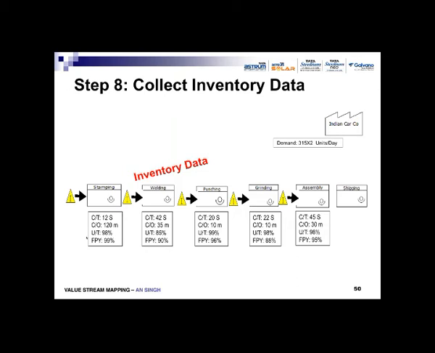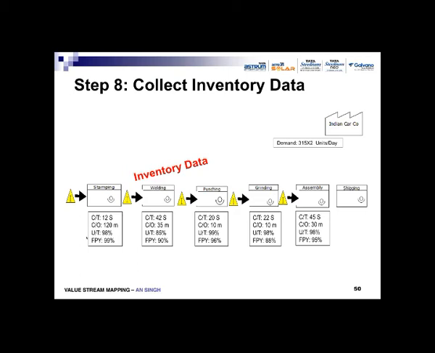Here the inventory is indicated in a triangle with an eye inside, meaning the data actually needs to be physically collected: how many pieces are lying in between each operation. This is a physical verification, which has to be done at any moment because it may change, but it doesn't matter.